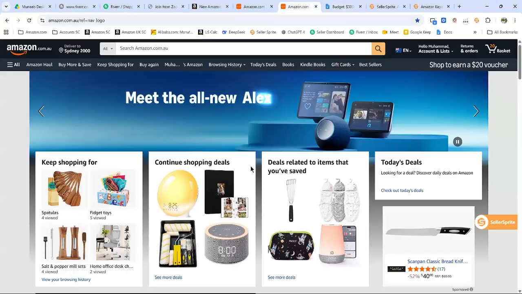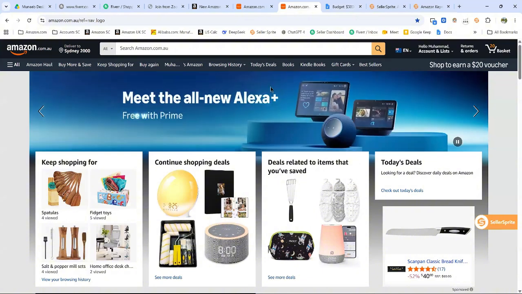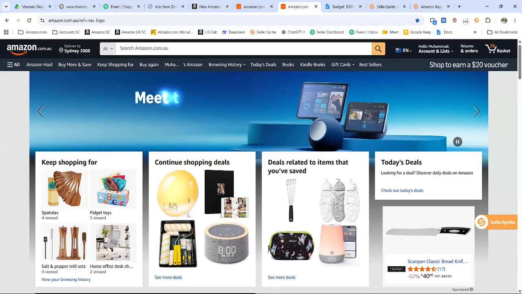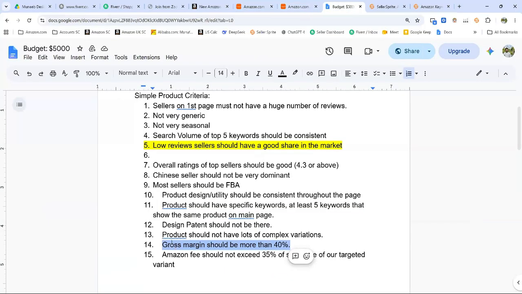We've done the calculation, the FBA revenue calculator. We checked the product. So if all the criteria are fulfilled, but the margin is low, obviously there is no point in doing that product, because at the end we are doing it for a good profit margin. Even though it's a very good product and fulfills all the other criteria, if the margin is lower, like 25%, 20%, we just ignore that product and move on to the next one.